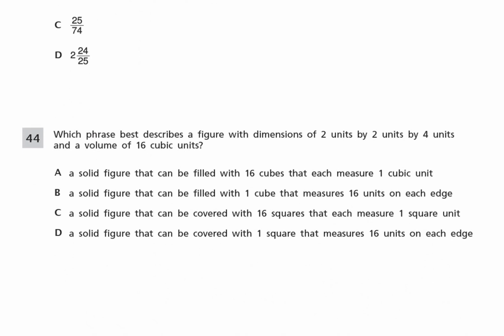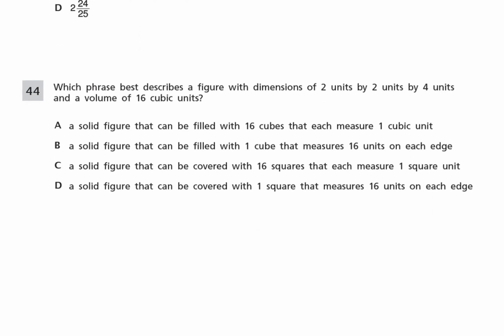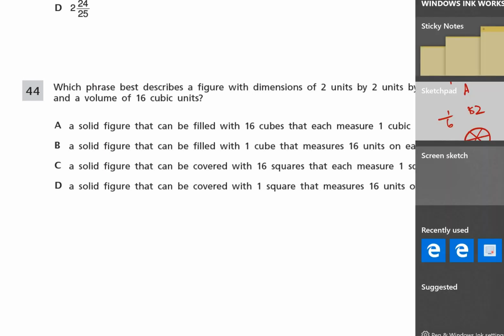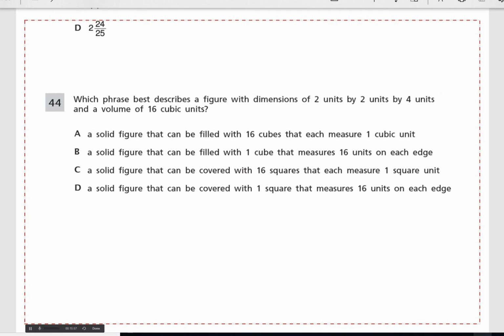So which phrase best describes a figure with dimensions 2 units by 2 units by 4 and a volume of 16? Okay, so 2 times 2 is 4, 4 times 4 is 16. It has to be, okay, so these are all correct. There has to be a solid because it's 3 dimensional.